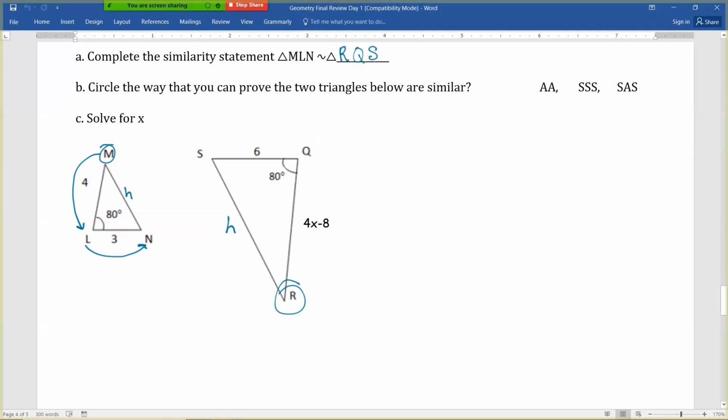Part B says circle the way that you can prove these two triangles below are similar. In this case, the first thing it's asking is, can you prove this by angle, angle? Can you prove two angles in one triangle are congruent to two angles in another? Well, when I look at the information I was given, I only know information about one angle. Since I only know information about one angle, I can't prove by angle, angle.